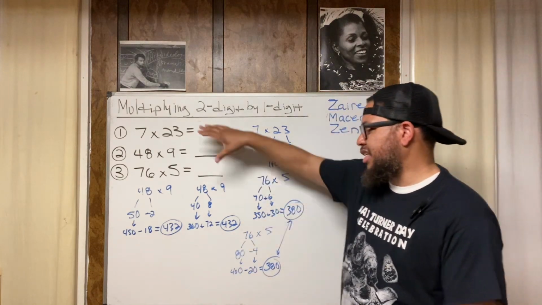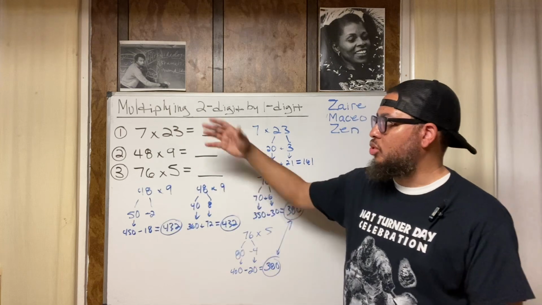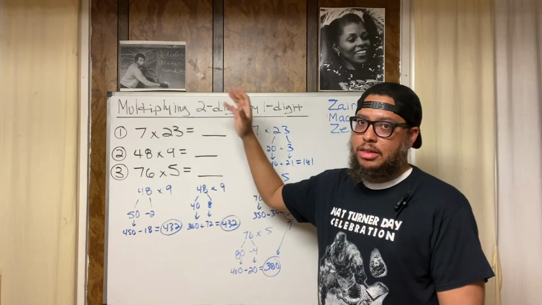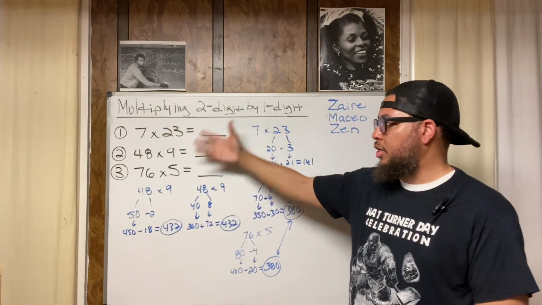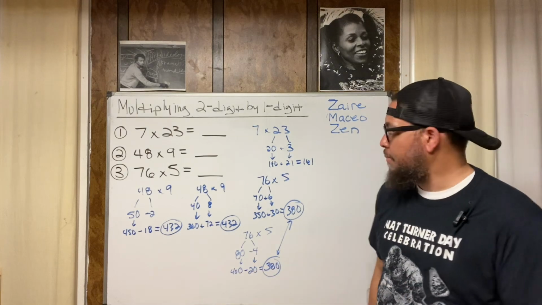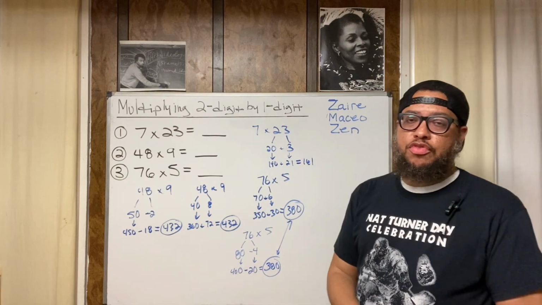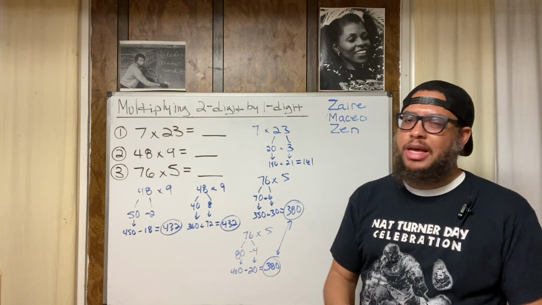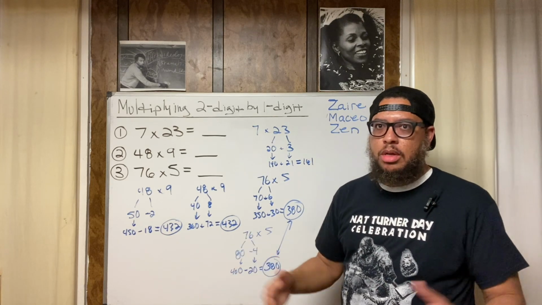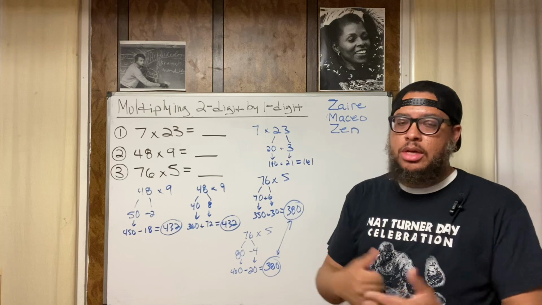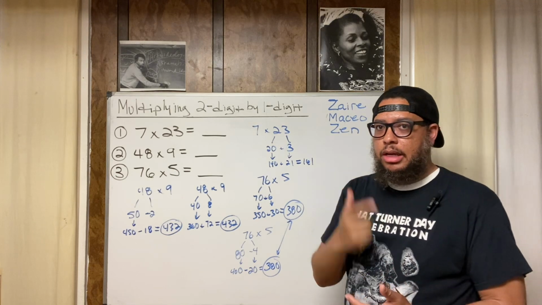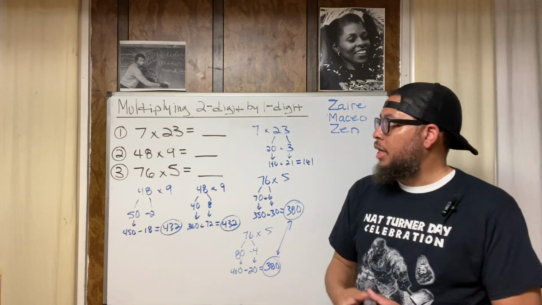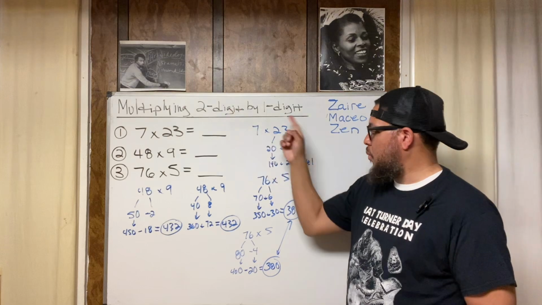All right. So these are just some real world applications that you can use to apply to these numbers, because these numbers are kind of random, but they could represent real world situations. So like I said, this was for my nephews, Zaire, Maceo, and Zen, and anybody else too. I made this video with them in mind. So hopefully they watched and they learned something from it and it added value. And now they know how to multiply 2-digit numbers by 1-digit numbers.